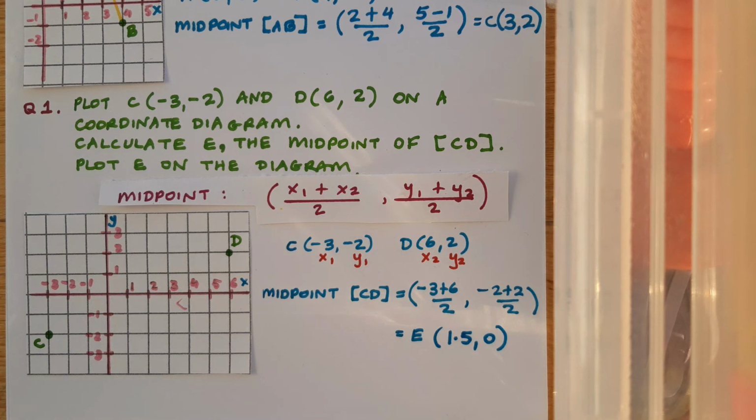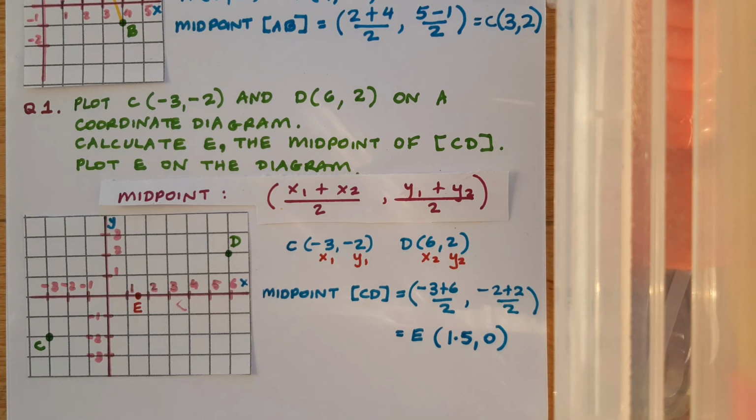So I'll go to my diagram now and mark that in. So I've marked the point E, and you'll notice that it's on the x-axis, and I'm not overly surprised about that, because when I look at the point E, I can see that the y value is equal to 0. Of course, any point that has a 0 in the y position is always going to be on the x-axis, as we mentioned in a previous video.